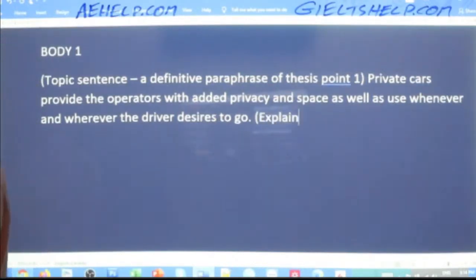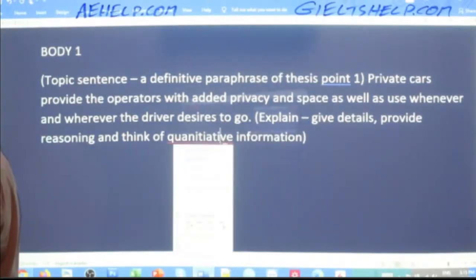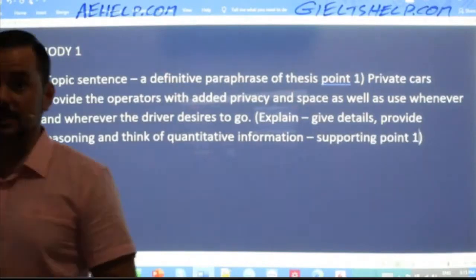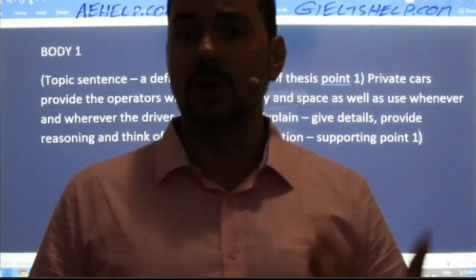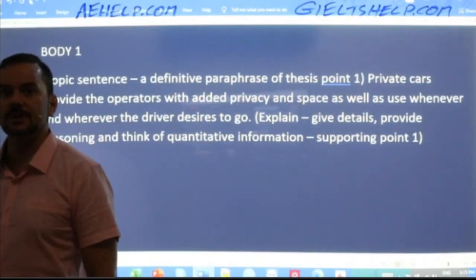Okay. So explain, give details, provide reasoning, and think of quantitative information. Now, you can do a comparison to public transport here, but focus mostly on private vehicles. And to do this, visualize. So this is what many of your teachers and materials call supporting point one. I like to be a little bit more specific here and call it a clear explanation of the topic sentence.